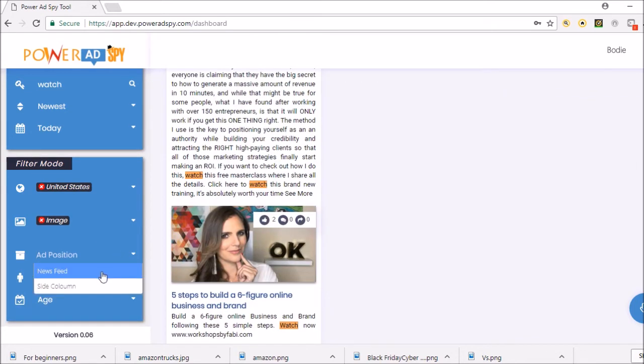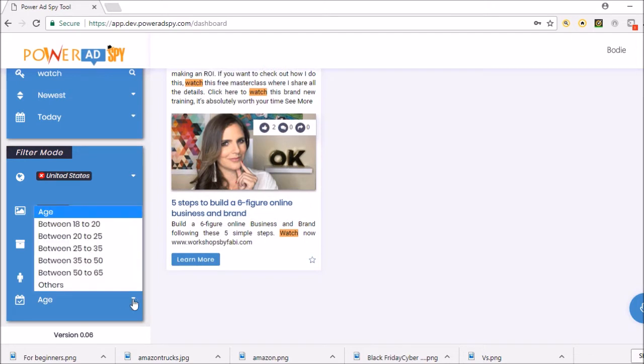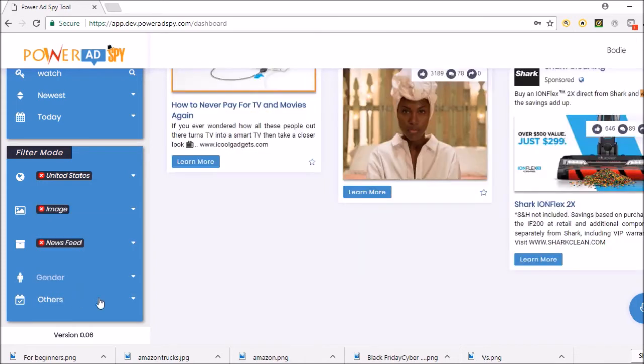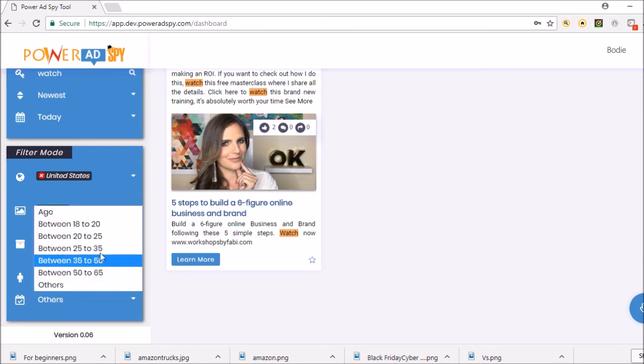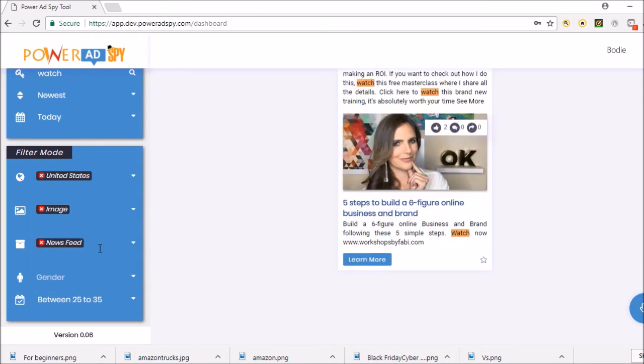Ad position. We want to go news feed. Don't really care about side column. Gender, well, that doesn't matter so much. And age, this would just depend. So, can you make it custom? Others? No. Let's go 25 to 35. That's a pretty good age range.